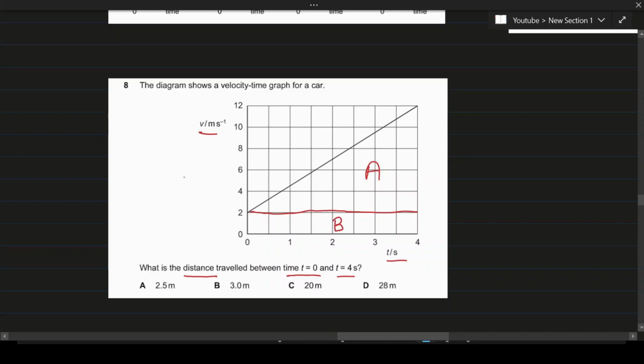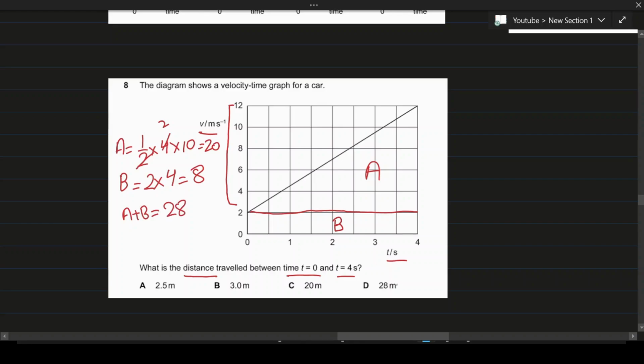A would be half, base is 4, and height, from here to here, is 10. So this would be 20. Similarly, in B, we can see the height and length are 2 and 4, so that is 8. If we combine both, that would be 28. So D would be the correct answer.